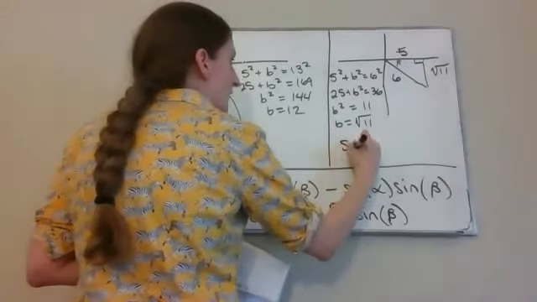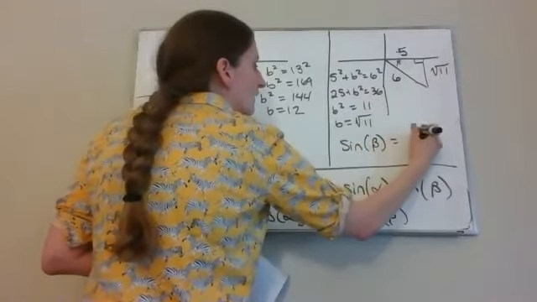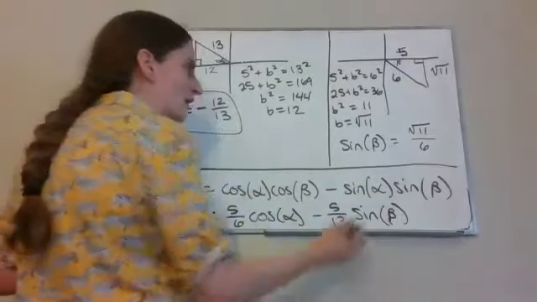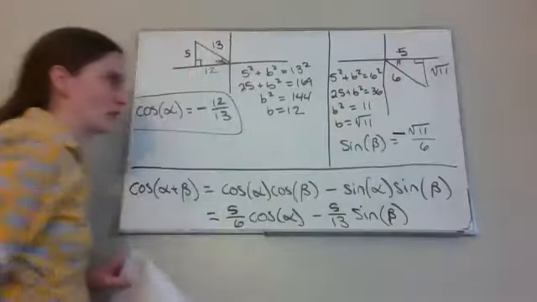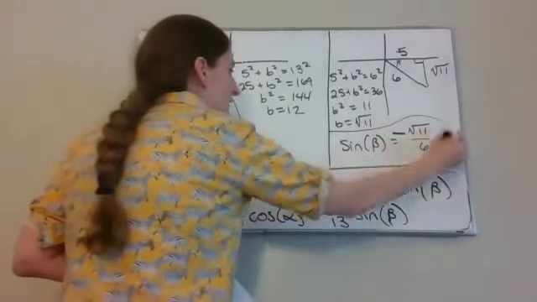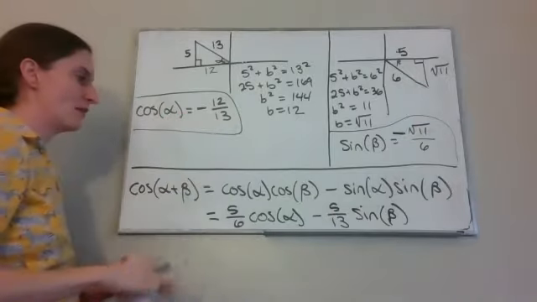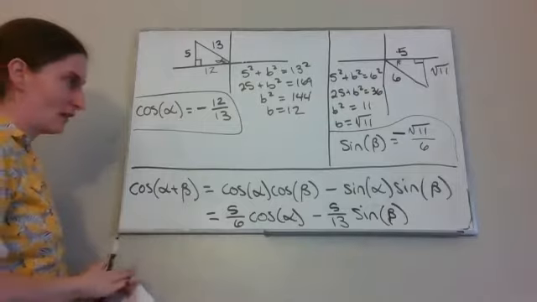And that tells me sine of beta is the opposite, square root of 11, over the hypotenuse, which is 6. But since I'm in quadrant 4, it's negative because my y values are negative in that quadrant. So now that I have my cosine alpha and my sine beta, I can plug those in and get my simplified answer.